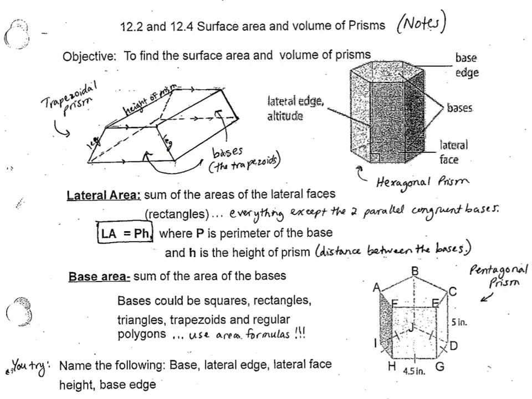Okay, if you need a few examples on how you do calculations involving prisms, I'm going to give you a couple examples right now, okay? So first thing that we need to recognize when we have a prism is that we have two congruent polygonal bases.